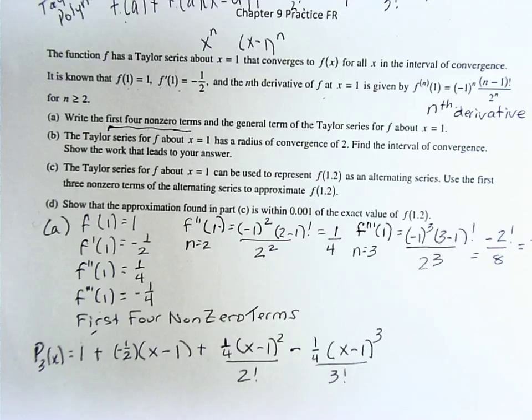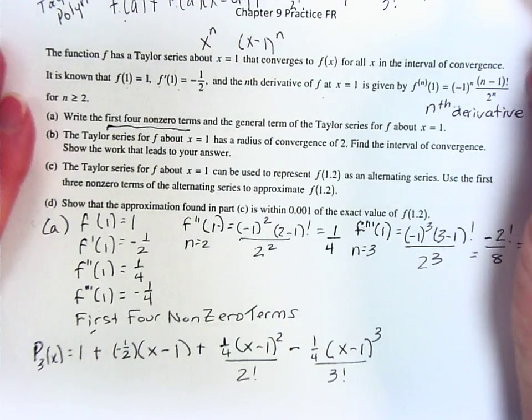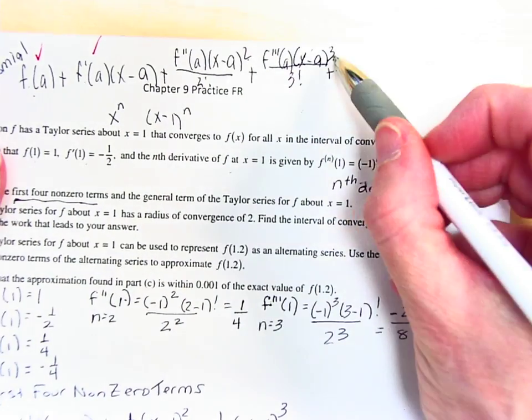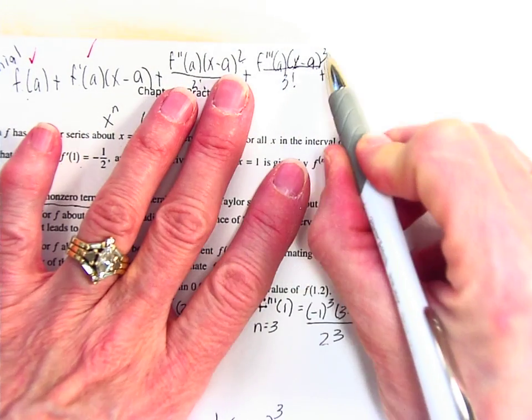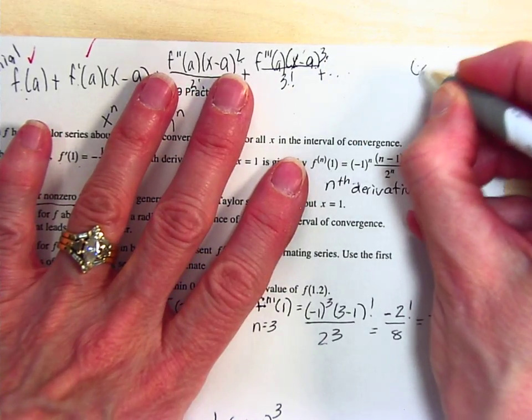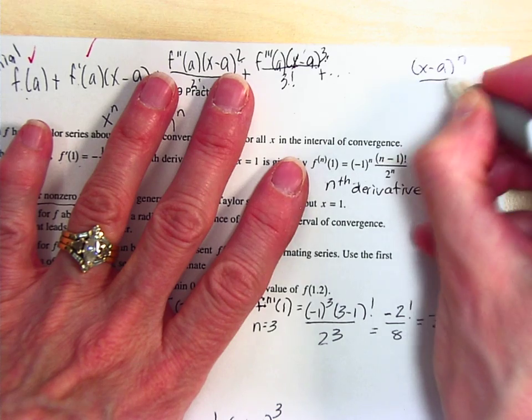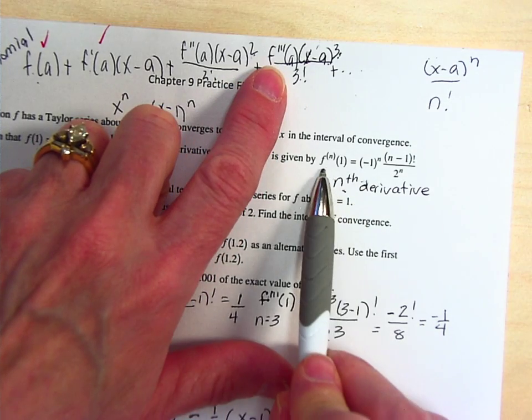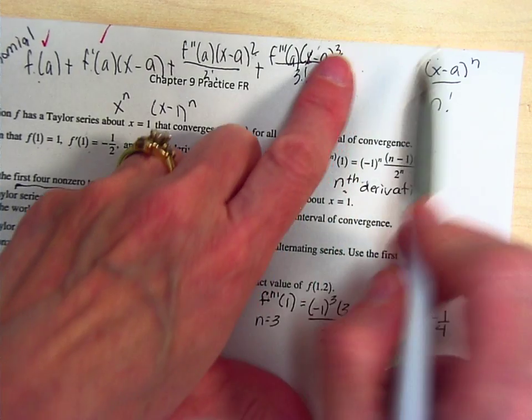Okay, so now we need to find the general term. And actually this is way easier than you think, because all we really have to do is go back to this general equation and we write the nth term. Well, writing the nth term for this part and this part is easy. You just write (x minus a) to the nth over n factorial, and then we have an equation for f of n. So we just take this and put it up here.